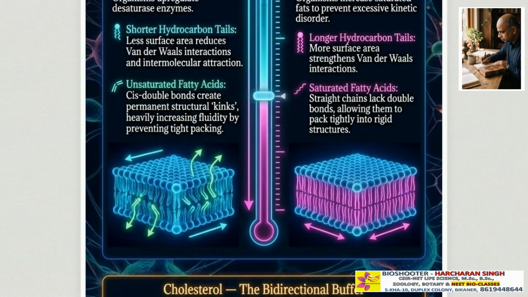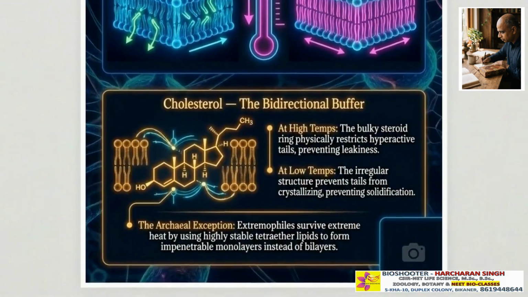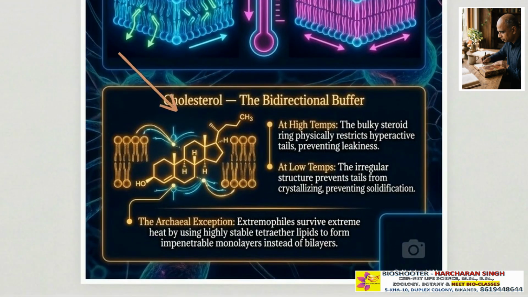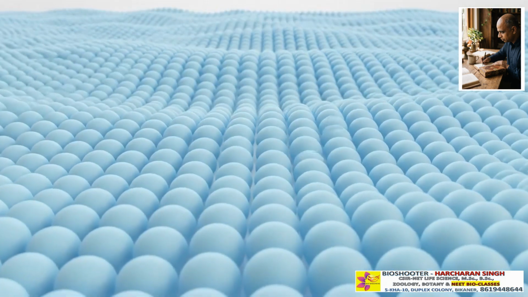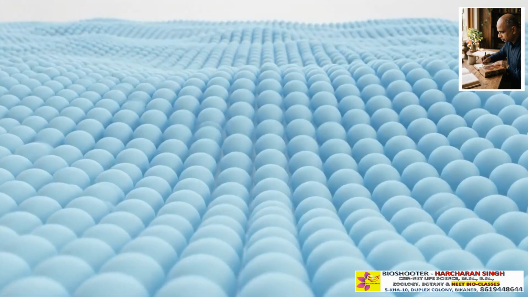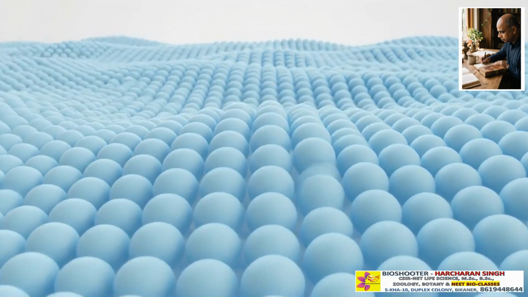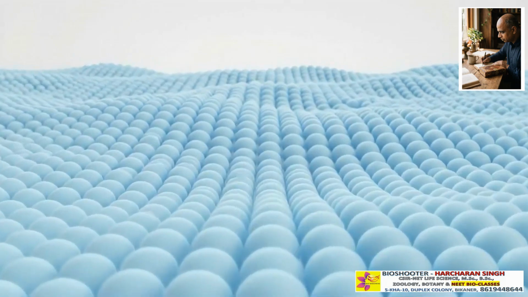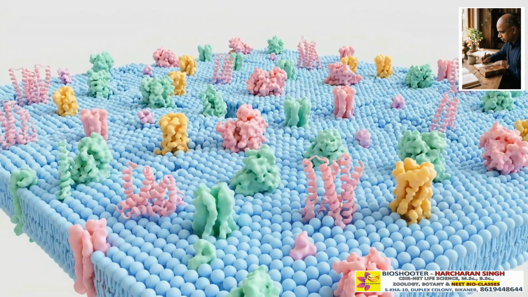Animal cells utilize cholesterol as a primary regulator. As seen in this section of the diagram, the bulky cholesterol molecules wedge between the phospholipids. This restricts excessive movement at high heat to prevent leaks, while simultaneously preventing the tails from locking together in the cold. By constantly adjusting these molecular ratios, the cell ensures its membrane remains flexible enough to function without losing its structural integrity. While the lipids provide the fluid environment, the proteins provide the utility.